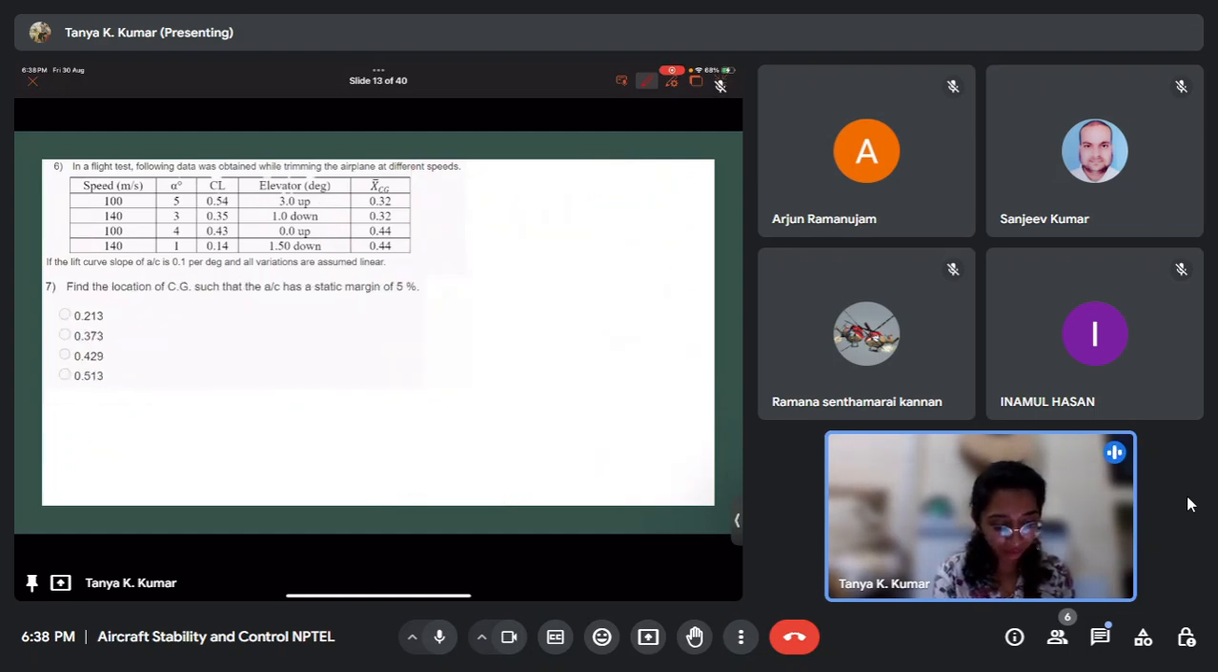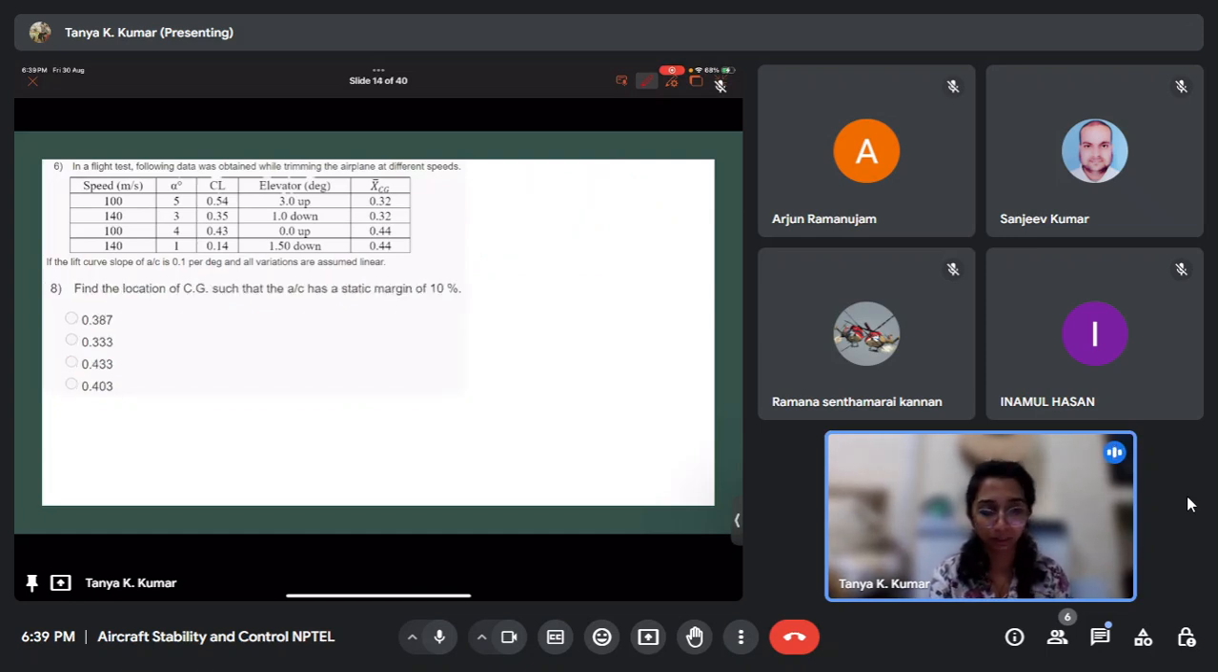Find the location of CG such that the aircraft has static margin of 5%. So static margin was what? We had x bar NP minus x bar CG. So static margin 5% means 0.05 is x bar NP we just found out to be 0.479 minus x bar CG. So x bar CG is 0.43429. Alright, so that is the right answer.